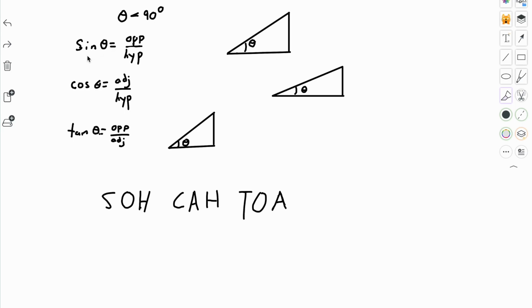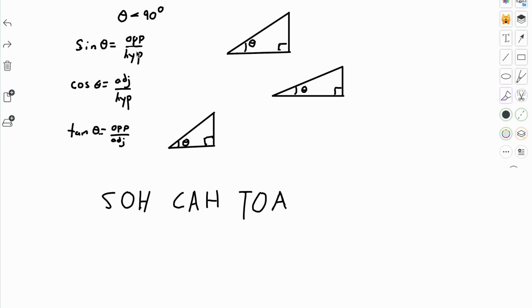And then if we look over here, we have sine theta equals opposite over hypotenuse, cosine theta equals adjacent over hypotenuse, and tan theta equals opposite over adjacent. So I'm just going to draw these out. We're going to assume that all of these triangles are 90 degrees, even though they might not be exact because they're just drawings.